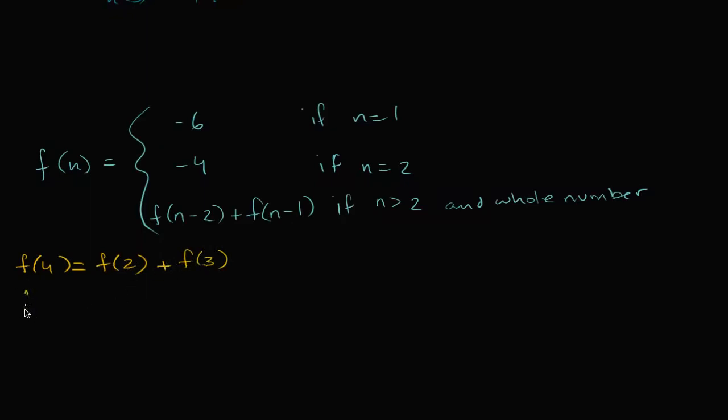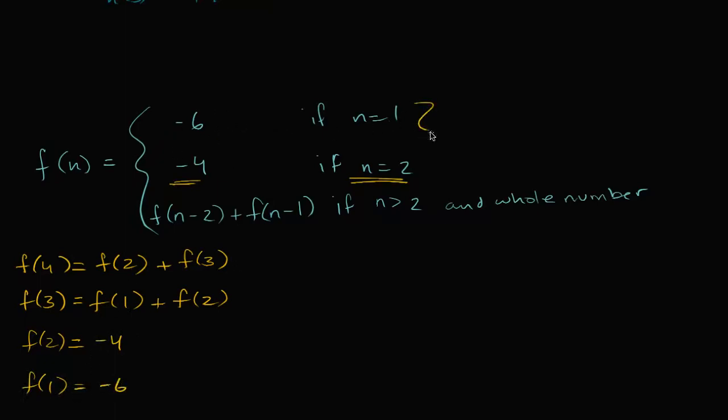All right, so let's figure out what f of 3 is going to be. f of 3, we fall into this case again. It's going to be f of 3 minus 2, which is f of 1, plus f of 3 minus 1, f of 2, the sum of the preceding two numbers. So let's figure out what f of 2 is going to be. Well, now we're not doing the sum of the preceding two numbers anymore. We fall into this base case. n is now equal to 2. It's going to be equal to negative 4. And we're going to have to figure out what f of 1 is as well. And we see when n is equal to 1, f is equal to negative 6.